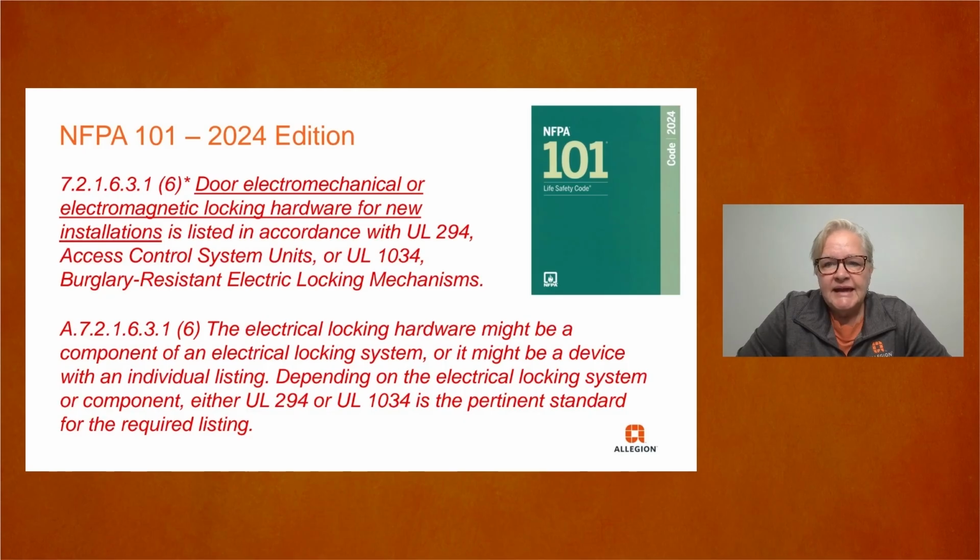And what it previously said was hardware for new installations is listed in accordance with UL 294 access control system units. So we kind of had the same problem, it just says hardware, which hardware? So now this change is helping us understand more about the intent. And then as always in the NFPA codes, if there's an asterisk, that tells us that there's more information in the Annex A. And when I use red italicized text on the slide, that means it's coming straight from the code. So here you can see exactly what the code says.